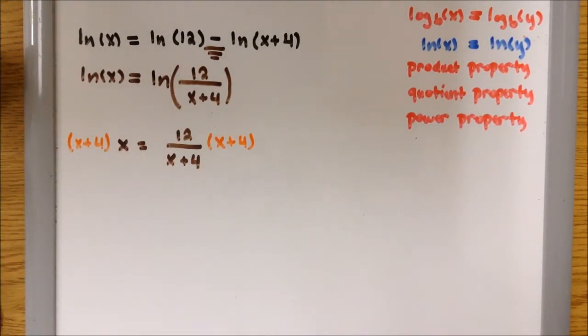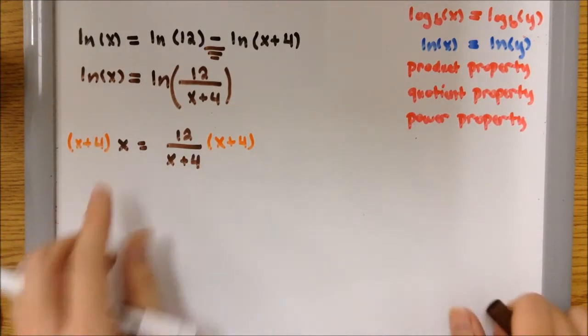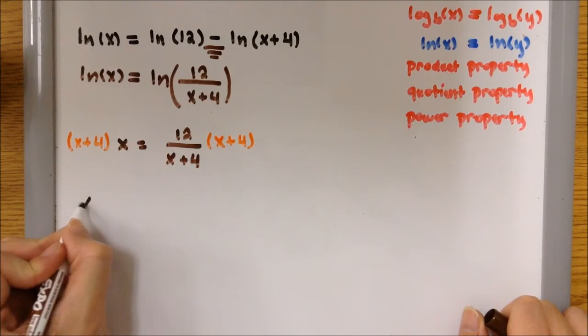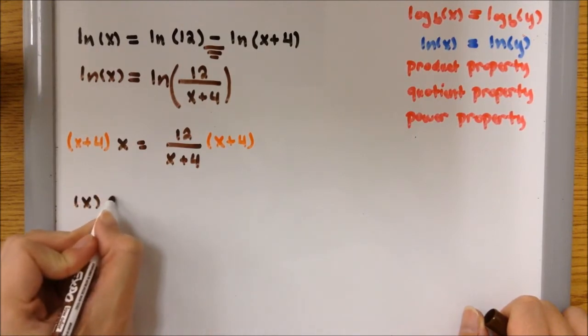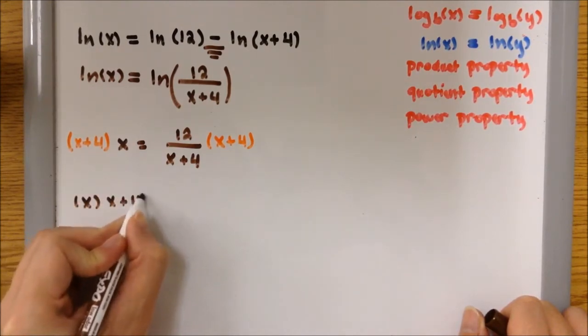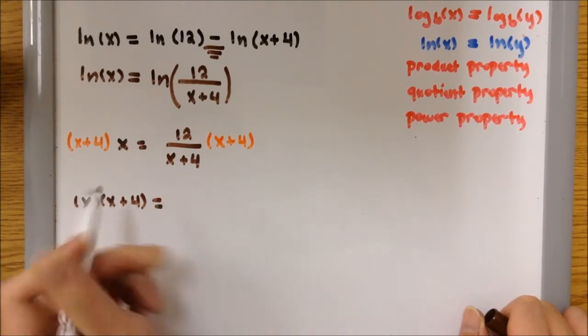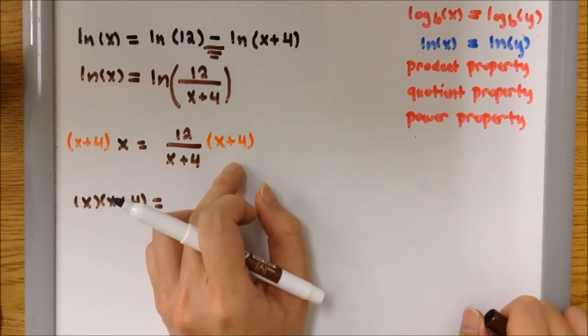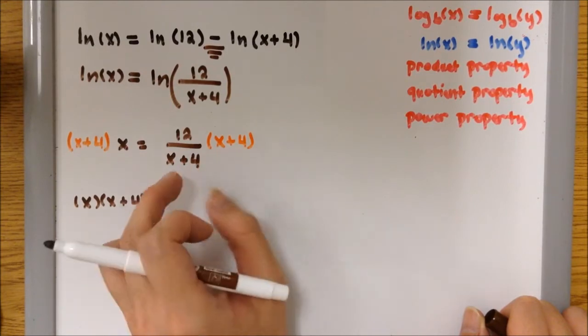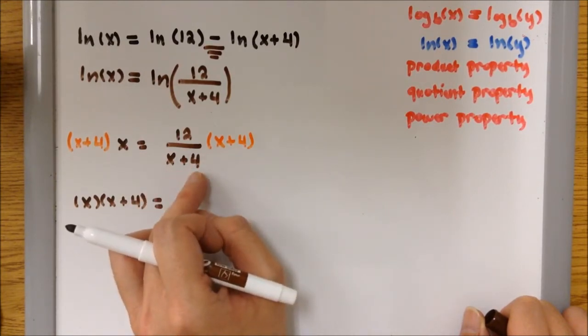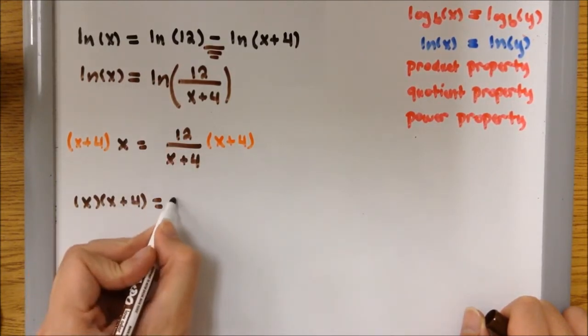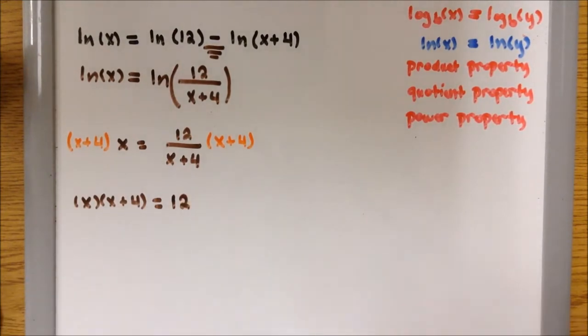So, on my left side, I'm going to put the x in front. So x times x plus 4 equals, on my right side, when I'm multiplying, it's going to be x plus 4 divided by x plus 4, which is 1. And then 1 times 12 is just 12. So now we have x times x plus 4 on the left equal to 12.